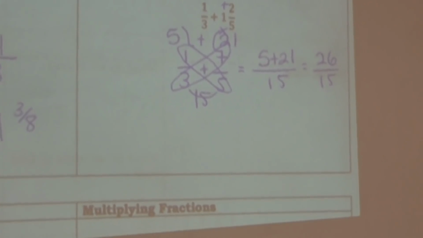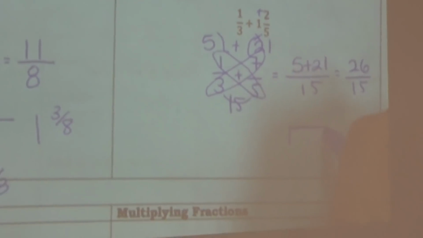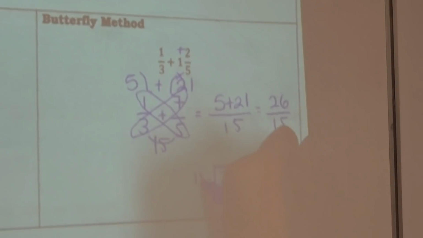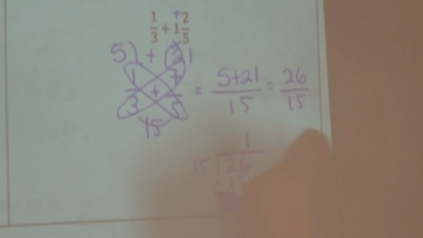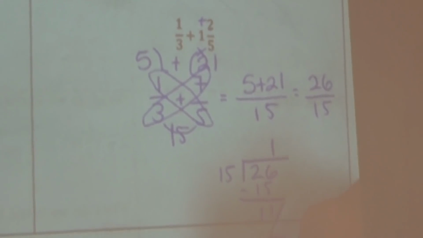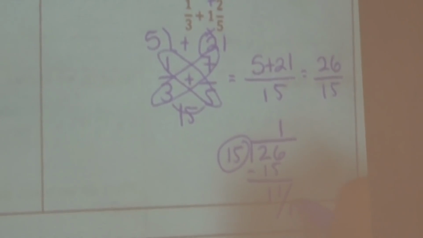Is this proper or improper? Improper. Good. It's top heavy. So let's go top in, bottom out. 15 goes into 26 1 time. We subtract, put the leftovers over our divisor.